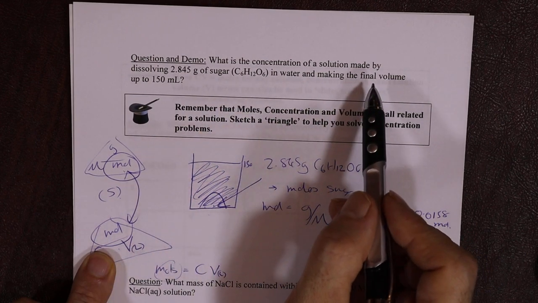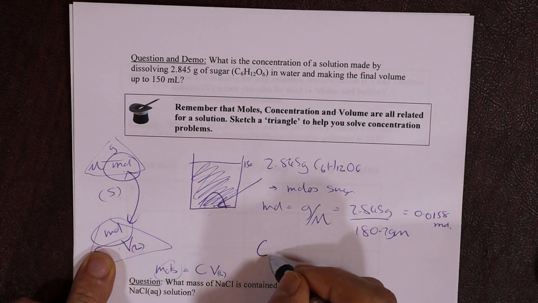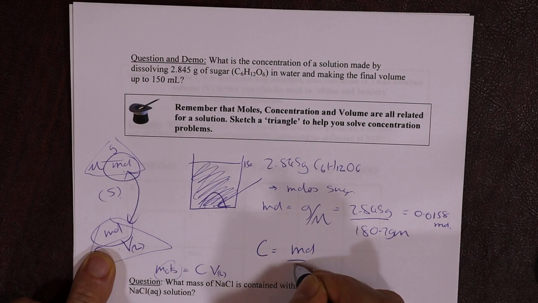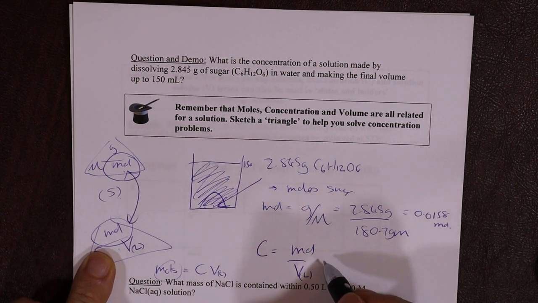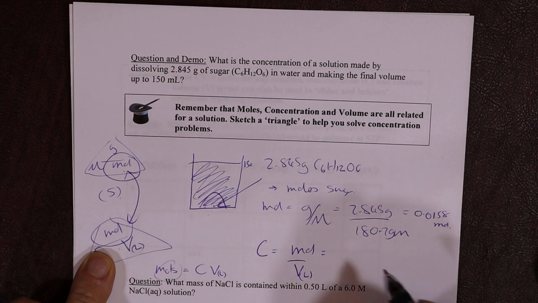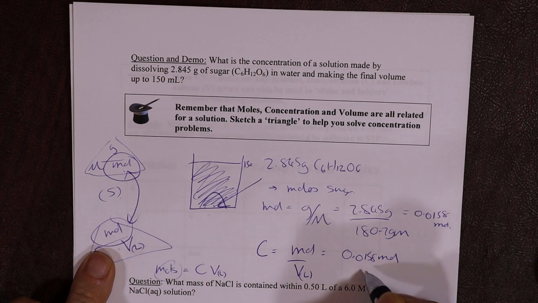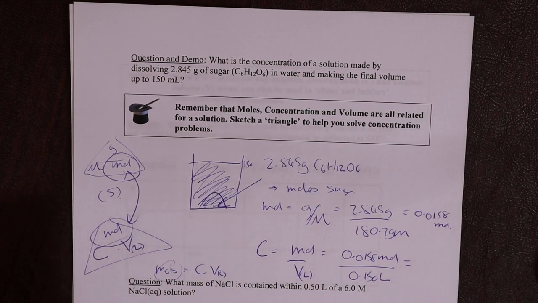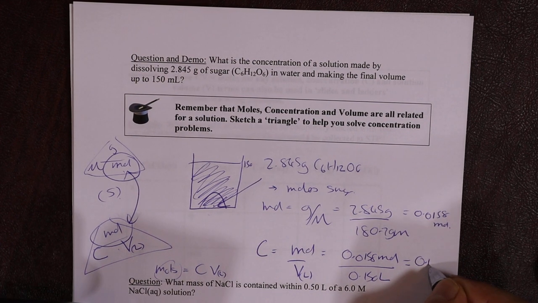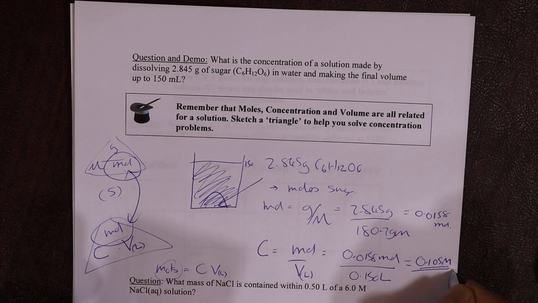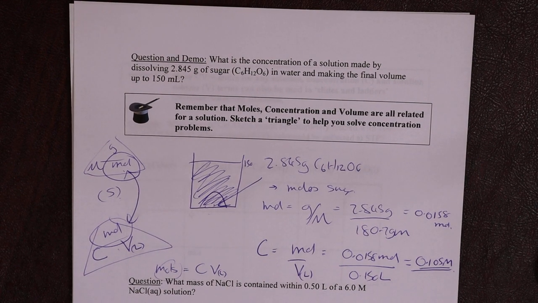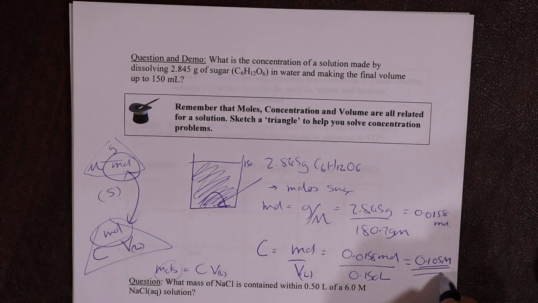So what's the concentration? Concentration is moles over volume, but that's in liters. Now be careful, it's 150 milliliters. Hopefully you can do that now. That's 0.150 liters, because it's 1,000 milliliters in a liter. So moles, same number, over 0.150 liters equals 0.105. Put M for moles per liter. Okay, that's fantastic. So that's your first concentration.